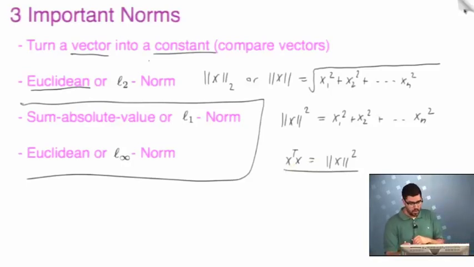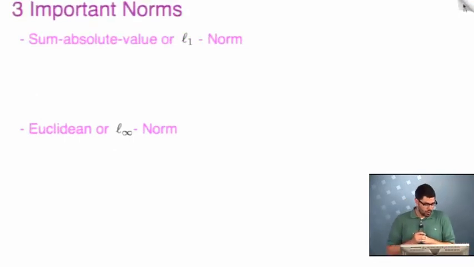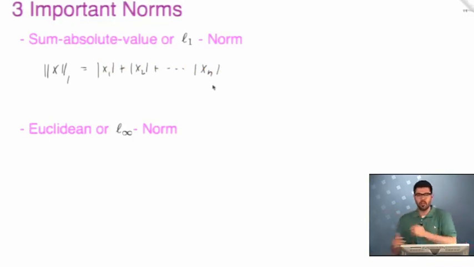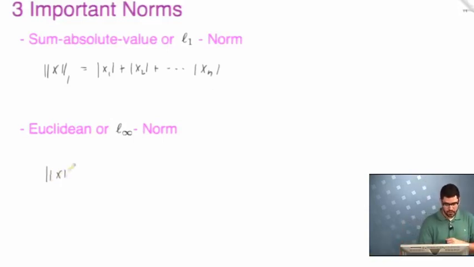Now, let's talk about the L1 norm and the L infinity norm. The L1 norm is written as x with a 1 as a subscript, and that is equal to the sum of the absolute values of the elements. Again, it takes a vector and turns it into a scalar. In future lectures we'll look more closely at why you would choose an L2 over an L1 or an L infinity. The L infinity norm is equal to the max of the absolute values of each element.